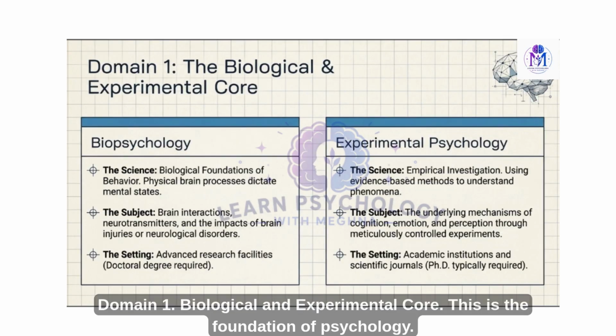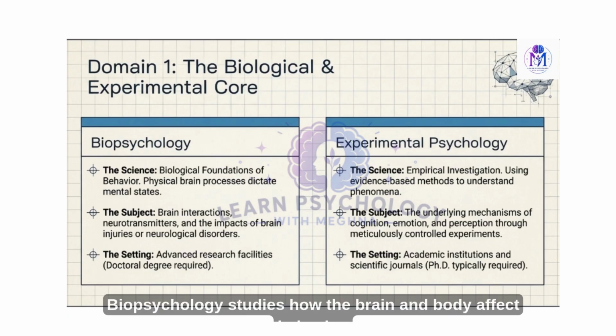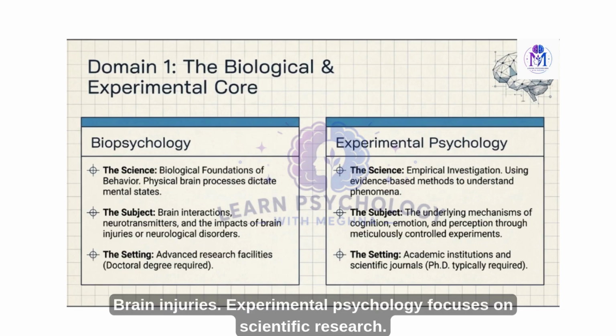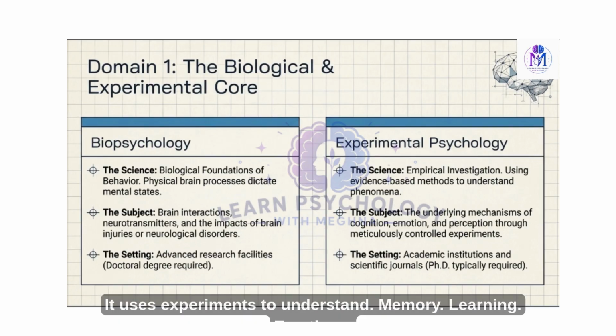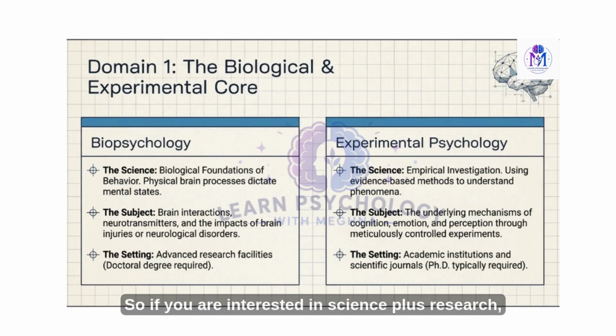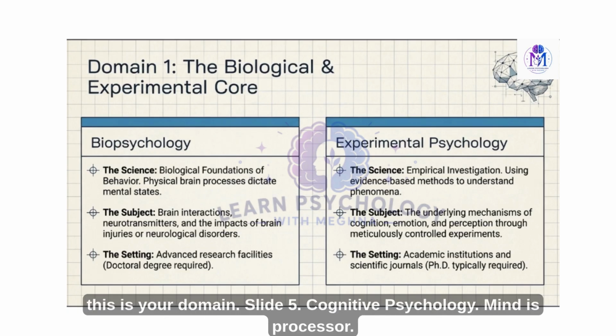Slide 4. Domain 1: Biological and Experimental Core. This is the foundation of psychology. Biopsychology studies how the brain and body affect behavior. It focuses on brain structure, neurotransmitters, brain injuries. Experimental psychology focuses on scientific research. It uses experiments to understand memory, learning, emotions. Important point: these fields are mostly research-based, and usually require a PhD. So if you are interested in science plus research, this is your domain.